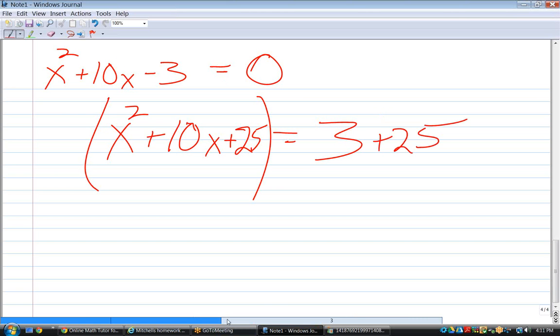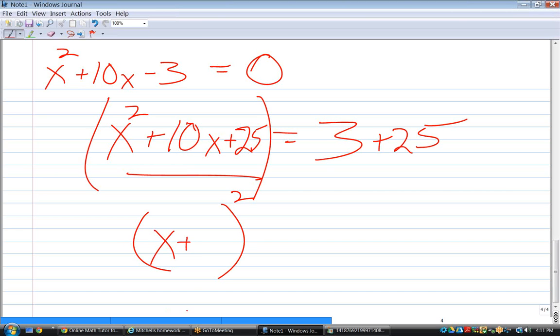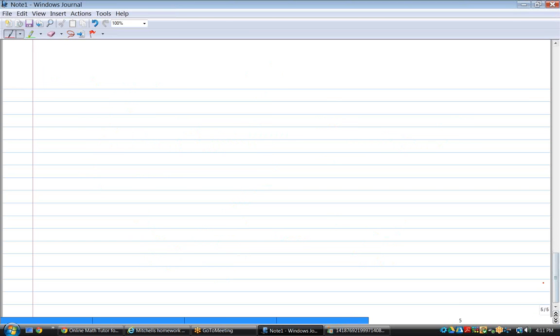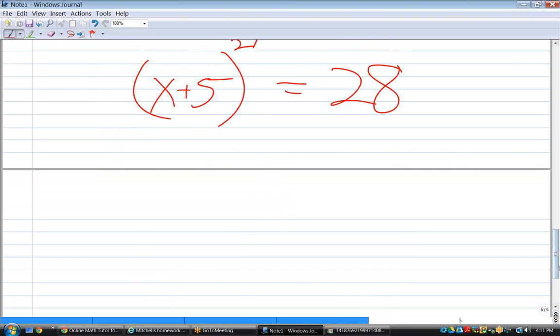But the beauty is that because I have completed the square, I can write that as how? A linear term squared. What's the rest of it? So it's positive 5. It's always whatever you got when you took half of b, that's what goes there. Now that's equal to 28. So what's the next step?